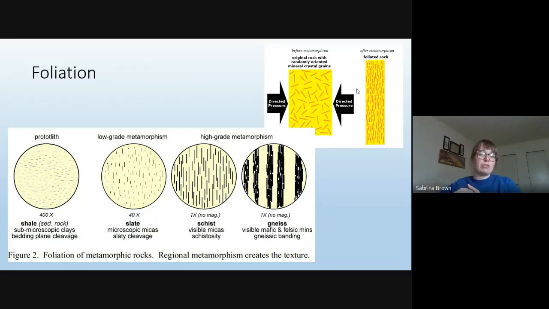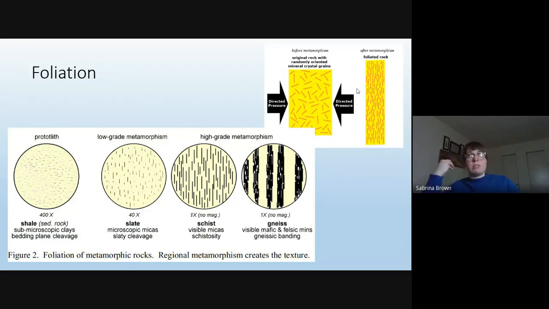If we subject that shale to low-grade metamorphism, relatively low temperatures and pressures, we get the metamorphic rock called slate, which on the microscopic level has parallel arrangement of micas. If we subject that slate to slightly higher temperature and pressure, we get visible recrystallization of those micas, still parallel arranged, perpendicular to the directed pressure, and we get the metamorphic rock called schist.